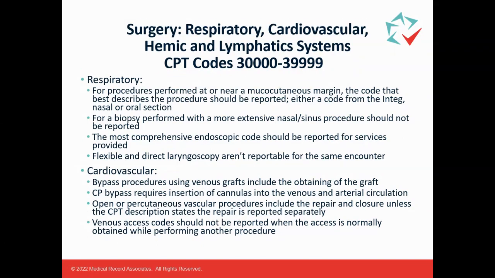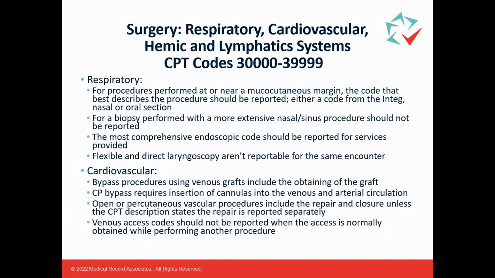Respiratory, cardiovascular, hemic, and lymphatic systems, CPT 30000 through 39999. We'll go through each one of those listed there separately a little bit. Respiratory, I'm just going to hit the highlights on these chapters.